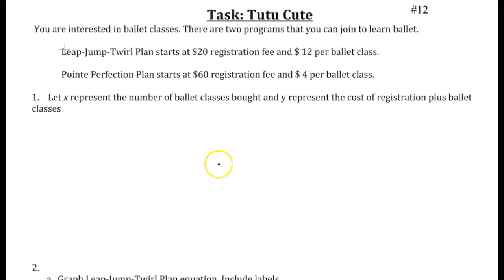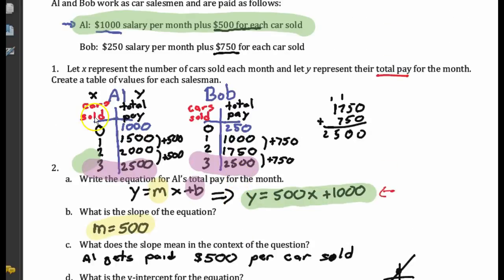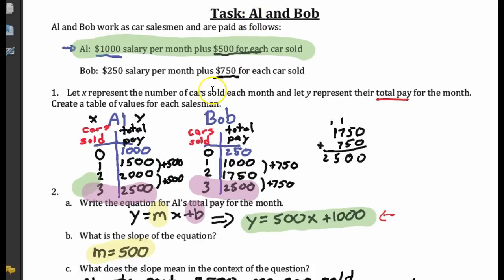So let's just take a look at what we did before. We came up with a table of both cases, right? There's two people or two companies or something. We came up with a table, and on the table we just counted out, and we found when they're both the same. So we stopped our table right here when we found out they both cost the same after 3 cars sold. They both make the same amount of money. That's what it was. Right?